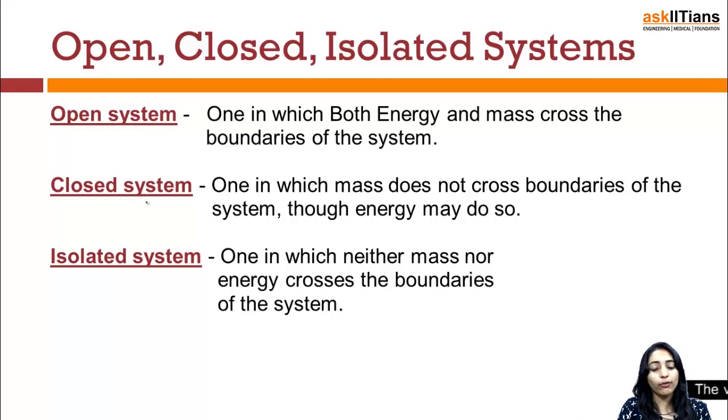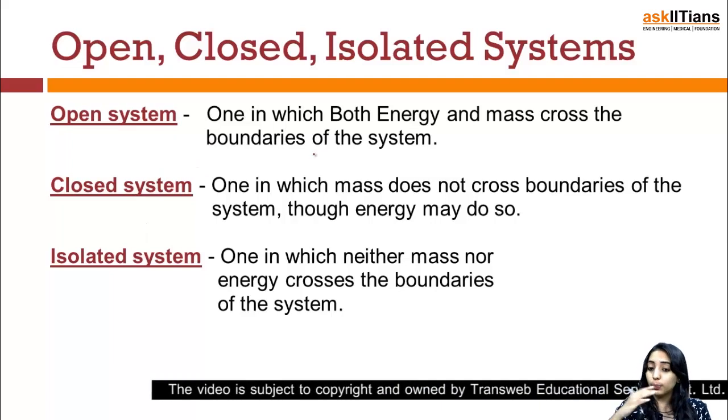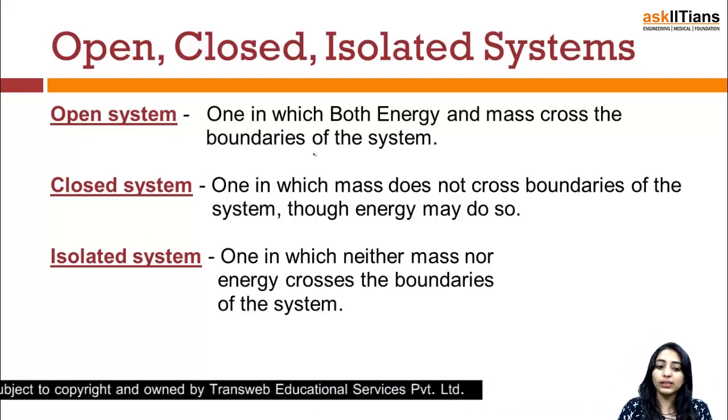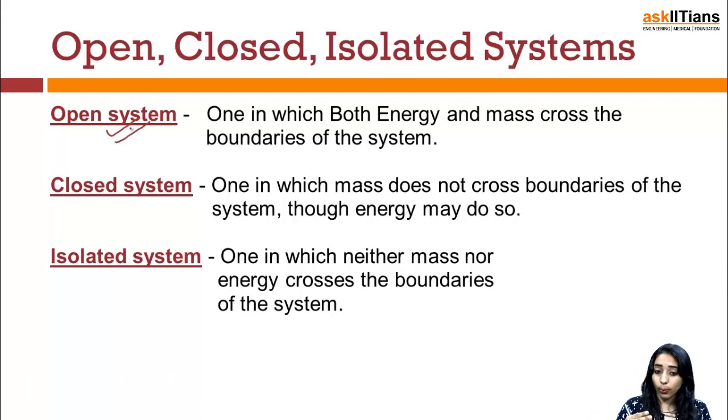Let me read all the definitions one by one. An open system is the one in which both energy and mass cross over the boundaries of the system. This is what has been discussed. A closed system is the one in which there is an exchange of only energy and no exchange of mass between the system and the surrounding through the boundary. So these are known as closed systems. And isolated systems are those where neither mass nor energy can cross the boundary of the system.